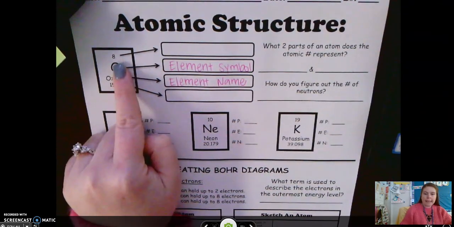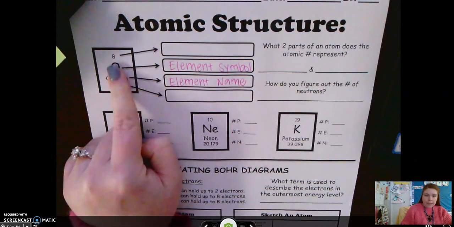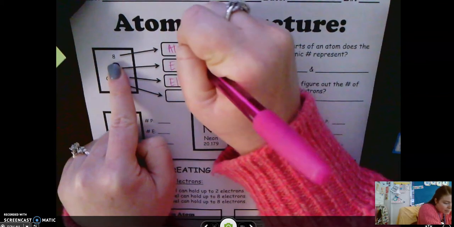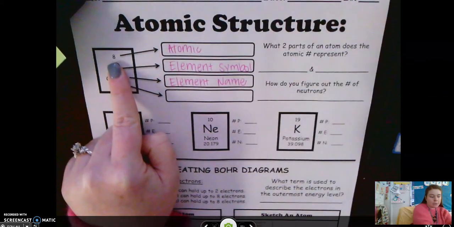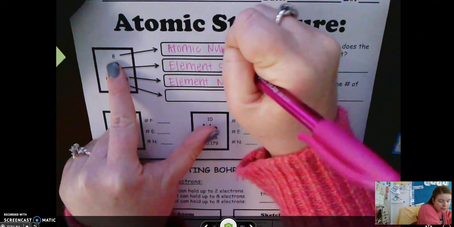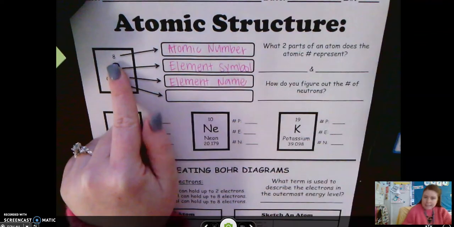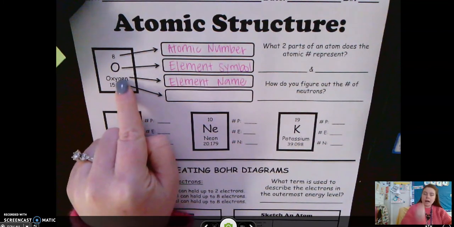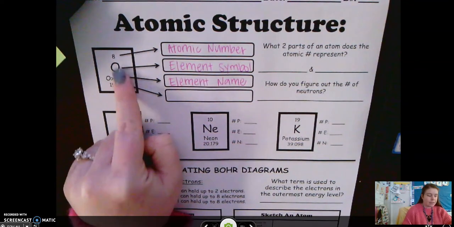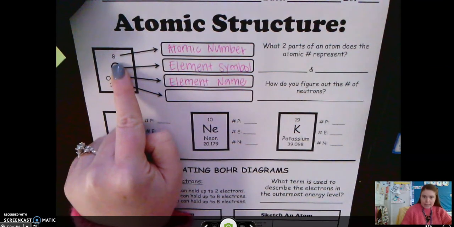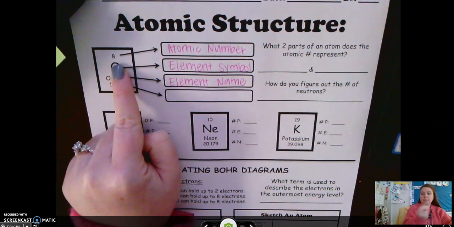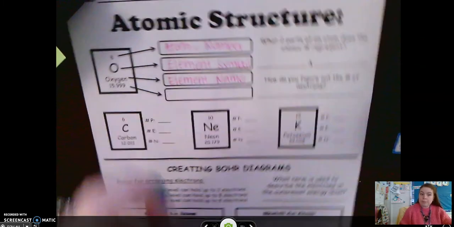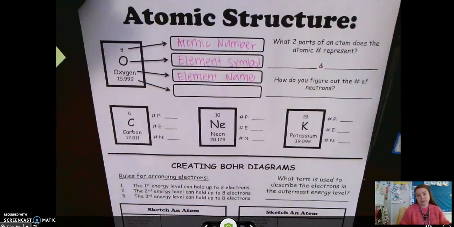The little number 8 above the O is going to be called the atomic number. And our atomic number represents how many protons or how many electrons exist in this type of atom. So anytime that I have an oxygen atom, I should expect that there are 8 protons in the nucleus or 8 electrons in those shells around the nucleus. And that's what makes oxygen oxygen.